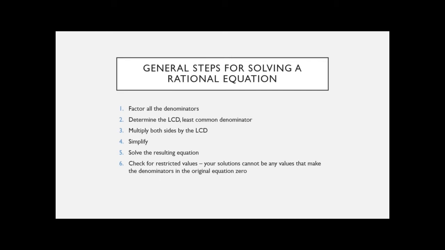And then the very last step is that you need to double check that your answers work and they don't make any denominator 0, because if they make a denominator 0, they're not going to work. So these are the general steps for solving. Whenever you see a rational equation, these are the steps that you're going to follow. So you're going to want to keep this handy, maybe print off this slide, so that you know what the process is.